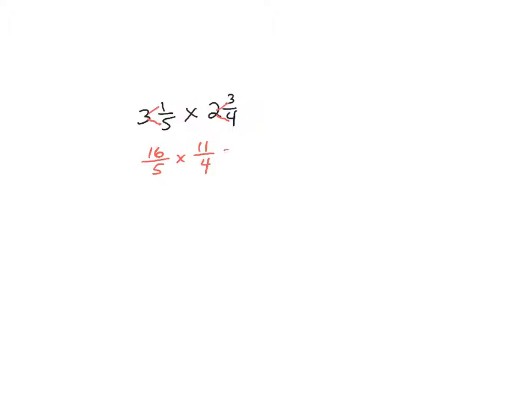Now I'm going to multiply straight across. 16 times 11 gets to be a pretty big number, but I do notice that the 16 and the 4 have a common factor of 4, so I'm going to divide both of those by 4. 4 divided by 4 gives me 1, 16 divided by 4 gives me 4. Now I can go straight across and multiply. So 4 times 11 gives me 44, 5 times 1 gives me 5.